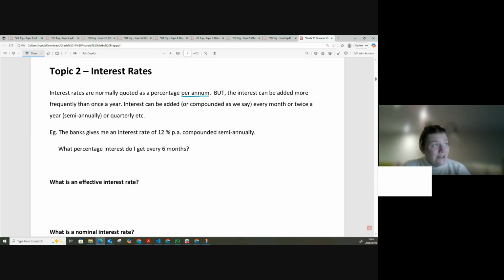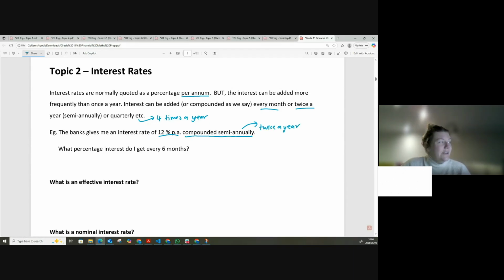But the interest can be added more frequently than once a year. It could be, and we say compounded. So it could be happening every month or twice a year or quarterly. So if it's happening quarterly, then it's happening 4 times a year. And so as an example, if the bank gave me an interest rate of 12% per annum, compounded semi-annually, what is that telling me? Semi-annually is telling me that it's happening twice a year.